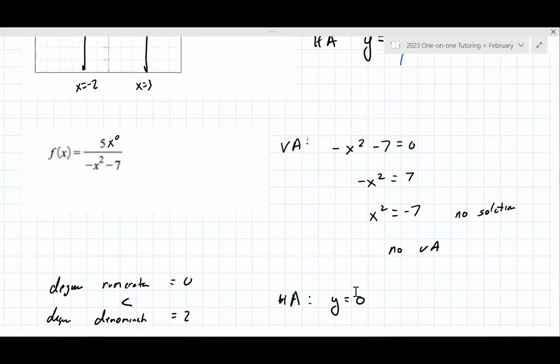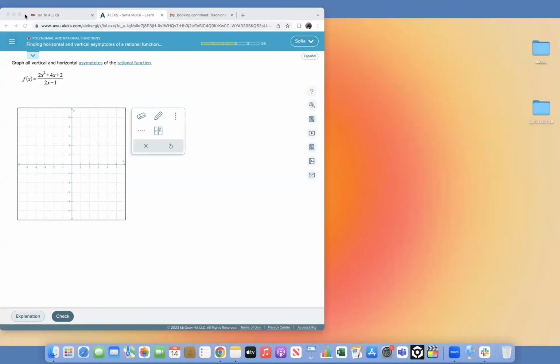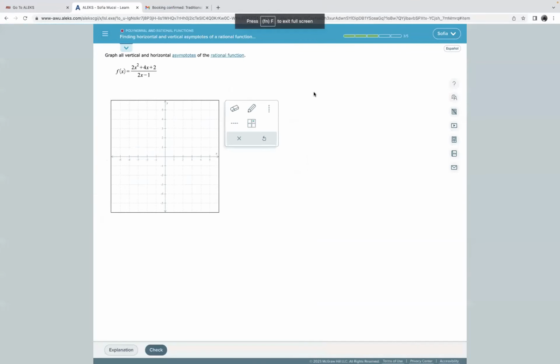Okay, I'll share my screen again. This one's kind of like the first one. You have to set the bottom equal to 0. So I'll let you do that. So you get x is 1/2. That's right. And that's the vertical one, 0.5.